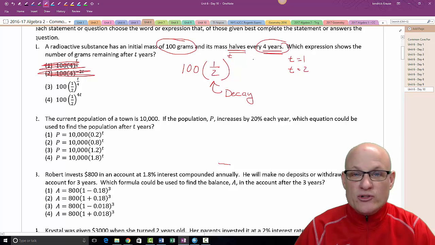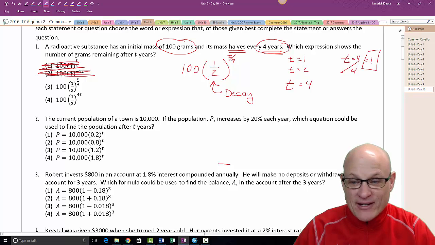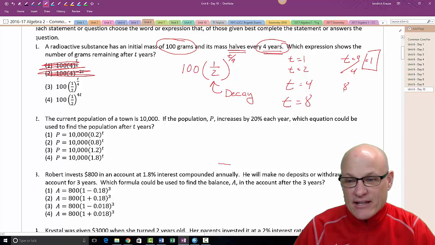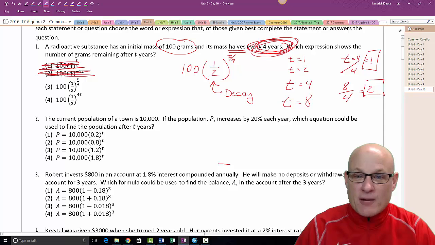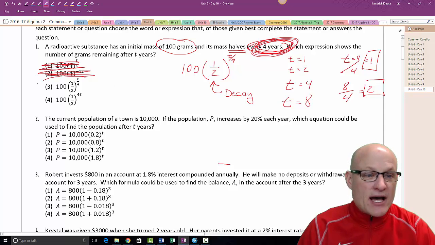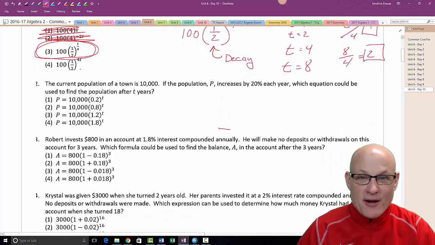So what you need to do is take the time, whatever that time is, and divide it by 4. So let's say t was equal to 4. T over 4, when this is 4, is just equal to 1. And they say, 1/2 every 4 years. If t was equal to 8, then you'd have 8 divided by 4, which would be 2. And you'd say, a second half. So anytime it tells you it's going to do something every couple of years, that's when we have to divide by that value.